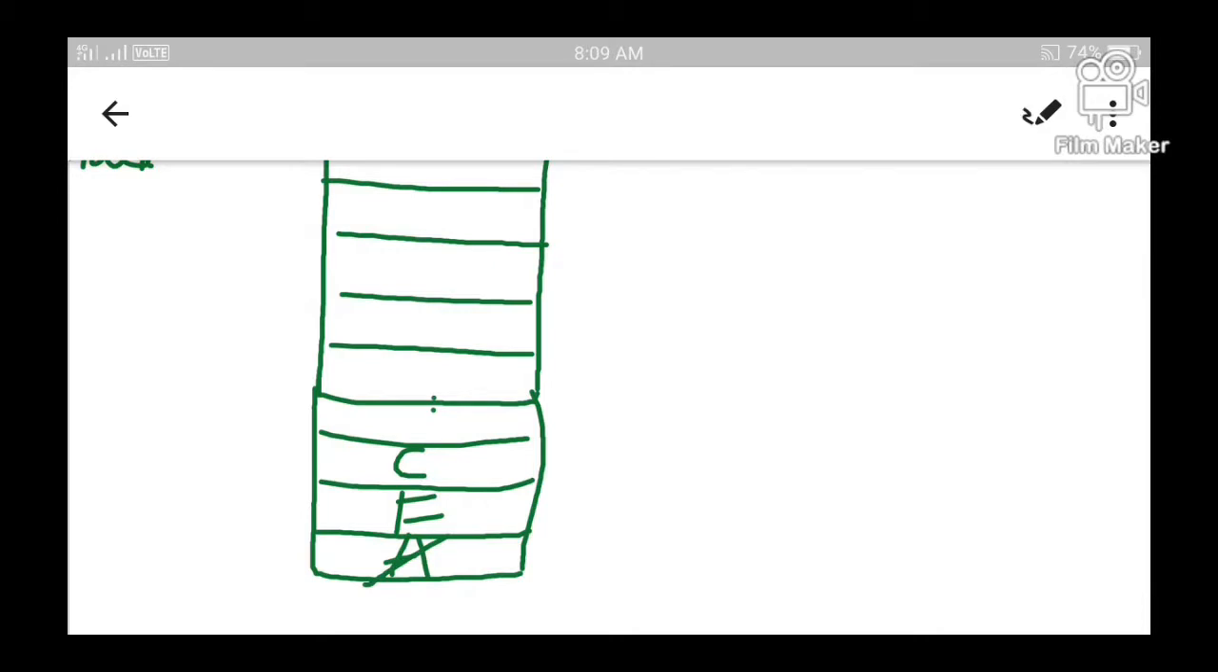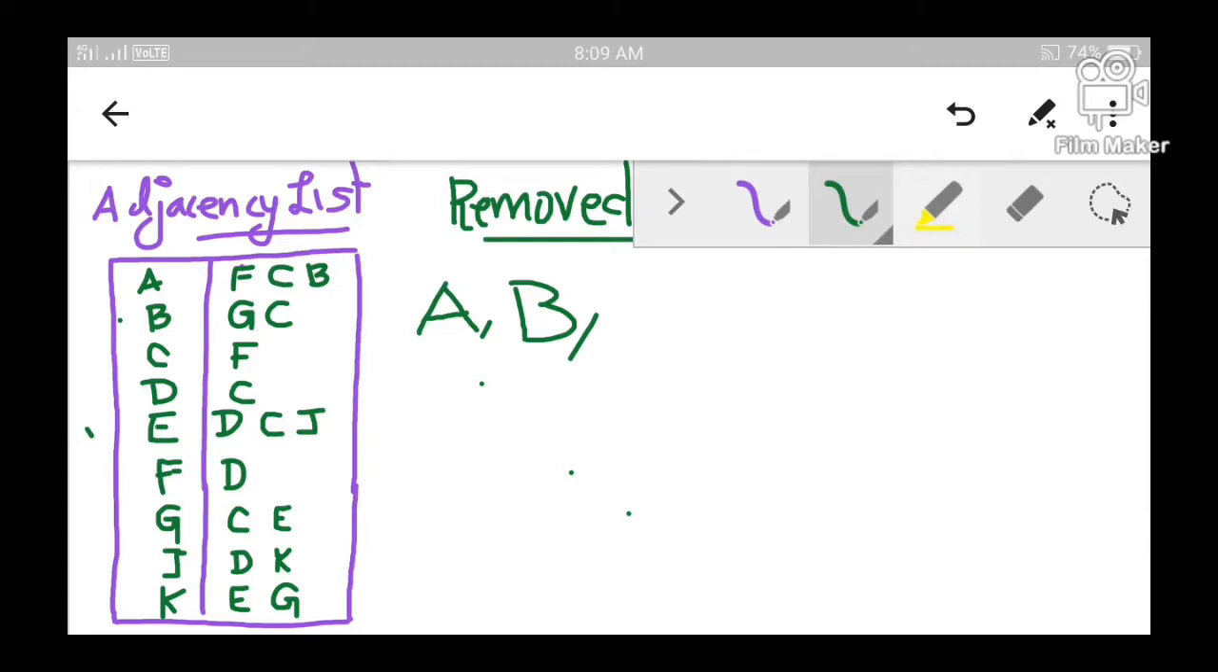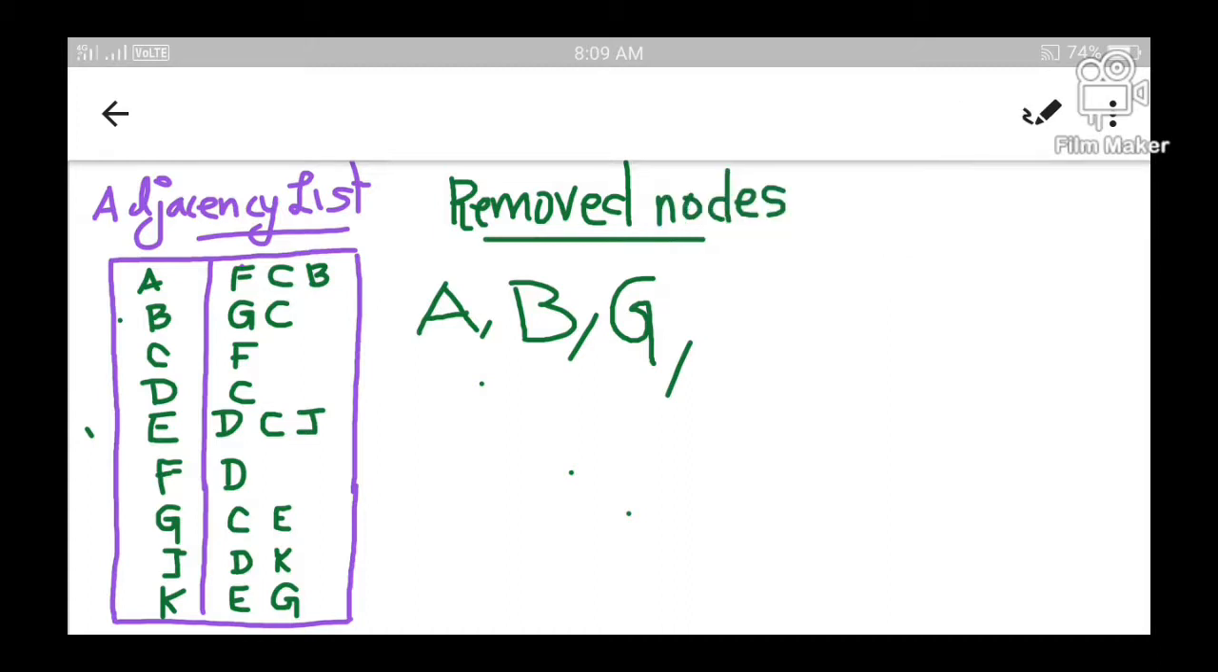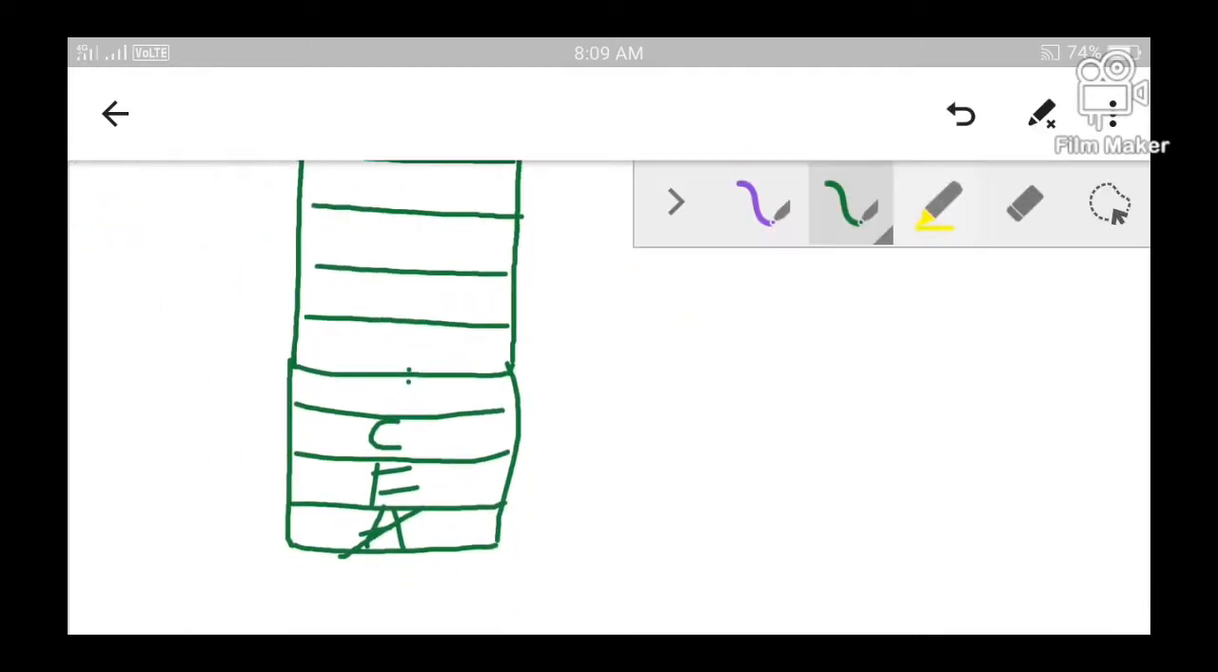After G is removed, it will be added to the list of removed nodes, and since G is removed, all its adjacent nodes have to be pushed onto the stack. Let us see which all are adjacent to G. C and E are adjacent to G, but C is already pushed, so it cannot be pushed again. So I am just pushing E onto the stack this time.